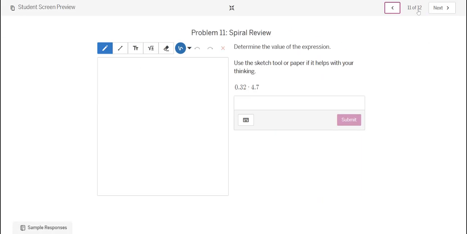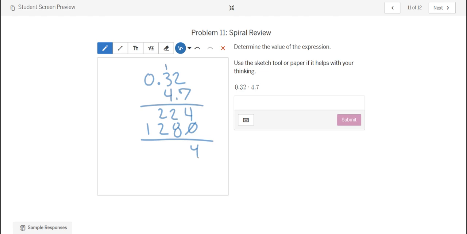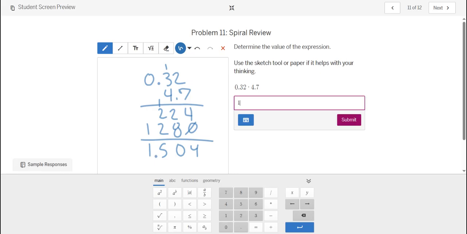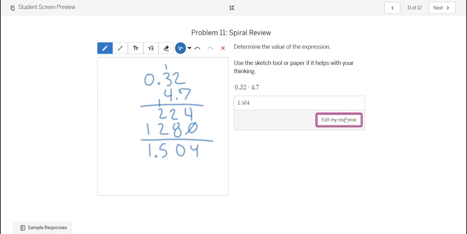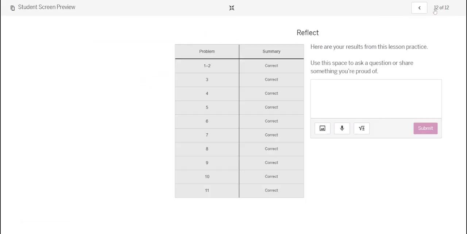I didn't do it yet. I'm going to put the one with more digits on top. You can do it either way. 7 times 2 is 14. 7 times 3 is 21, plus 1 is 22. I put a placeholder. I got 8 and 12. 4, 0, 5, 1. 3 decimal places. I get 1.504. Submit. And let's see how I did.